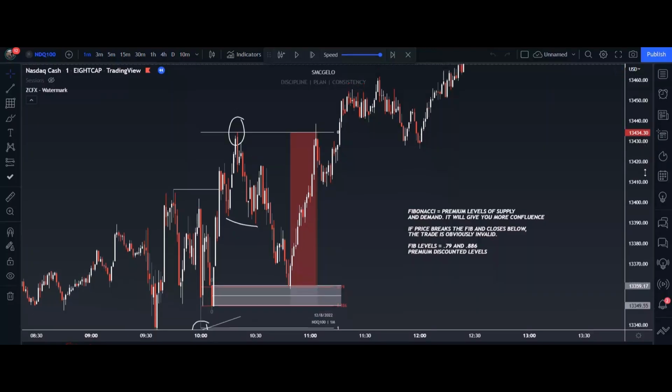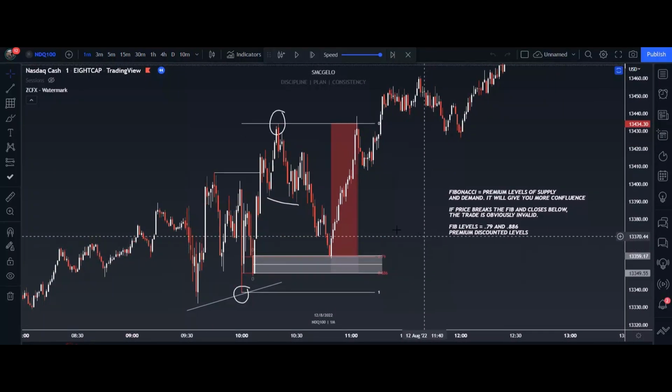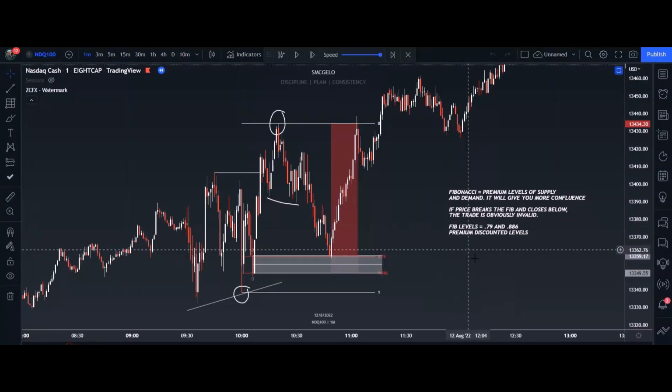That's fib. That's my levels. That's how you enter in off it. Line it up with your supply and demand. If it doesn't line up, don't take the trade.